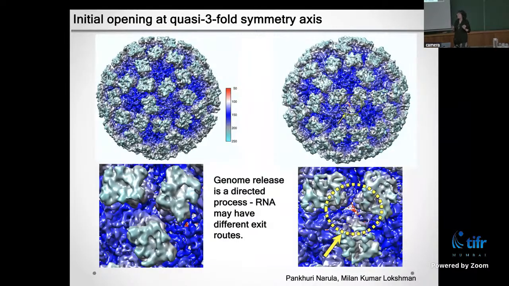So all we can say at this point is that genome release appears to be a directed process. It does not happen isotropically from all over the virus. There's some part of the virus that cracks first, a lid sort of comes out, and the genome is released. So it's a directed process. However, the RNA may have different exit routes, which would be informed by the chemistry of the protein, specifically at the different symmetry axes. So I think my time is up.